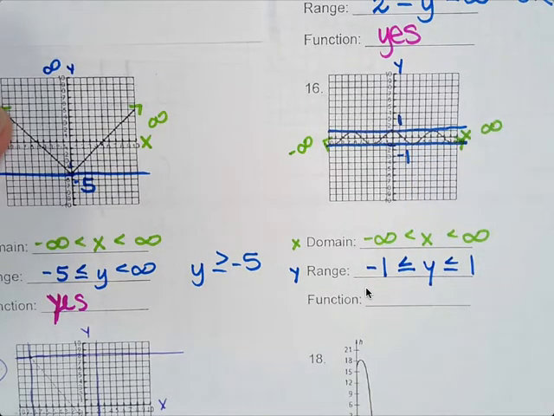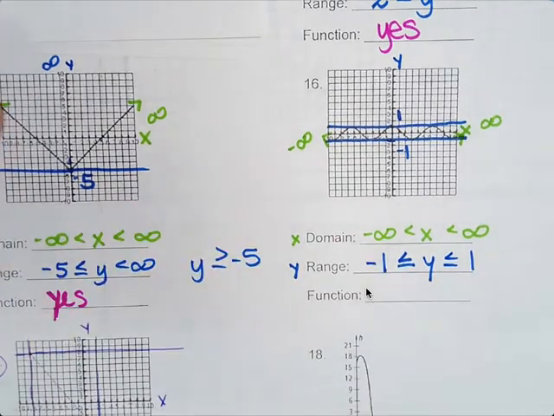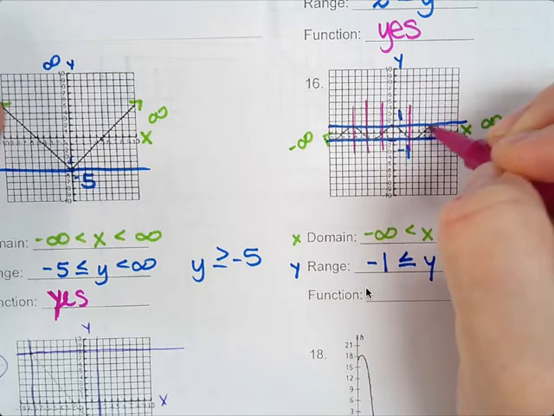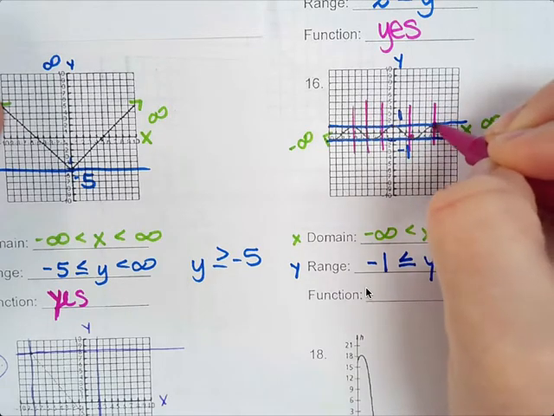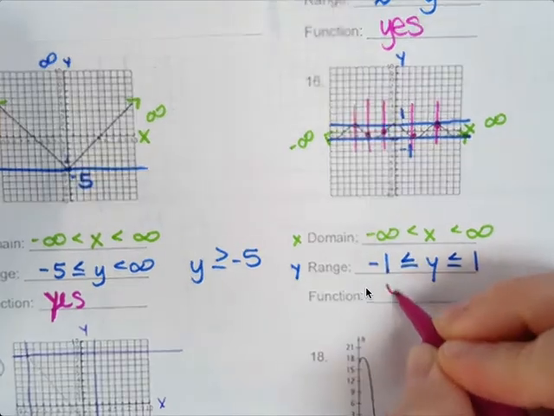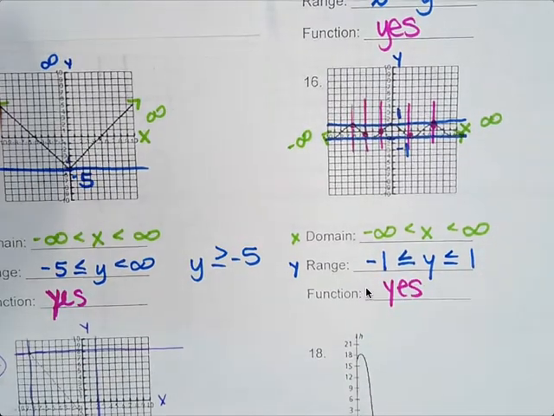And it's not a function because it repeats that. But if I were to draw my vertical lines, it only crosses at one point. Each vertical line only touches it at one point. So it is a function, yes.